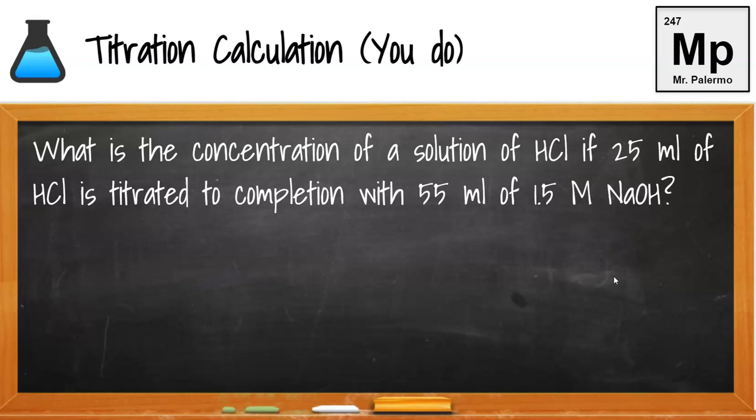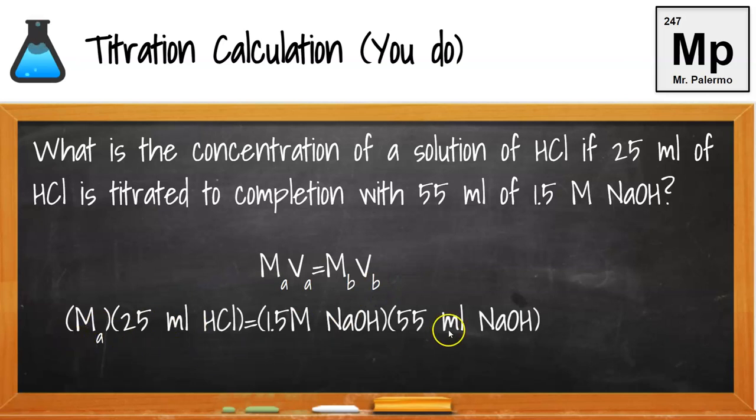What is the concentration of a solution of HCl if 25 mLs of HCl is titrated to completion with 55 mLs of 1.5 molar sodium hydroxide? Okay, so the first thing we're going to do, we're going to start off with our formula, which is MAVA equals MBVB. We're going to locate the molarity of our acid, and it says what is the concentration of HCl, so we're going to solve for MA, that's our X. Our volume of our acid is 25 mL, so that's going to go here. The molarity of our base is 1.5, and the volume of our base is 55.